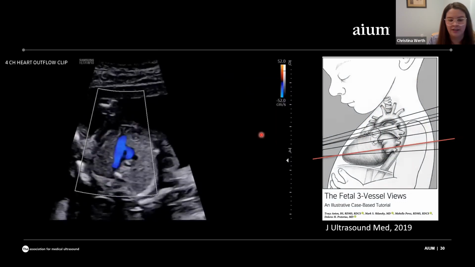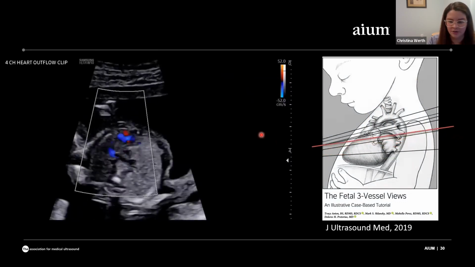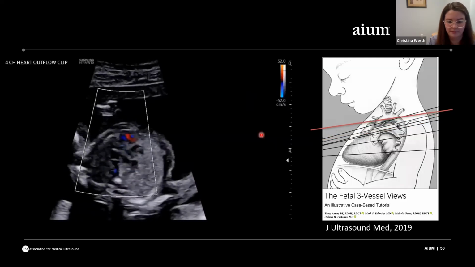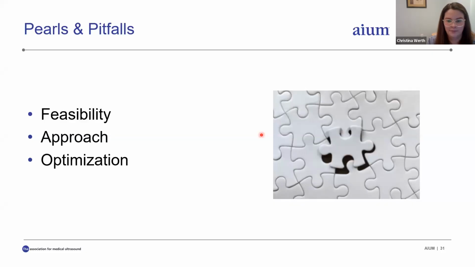And then this is just showing that color clip of that same structure. And again, just to sweep superiorly through the fetus here. So that's getting the images.